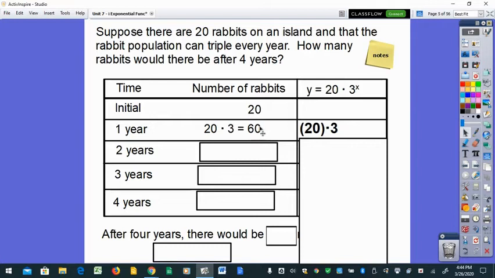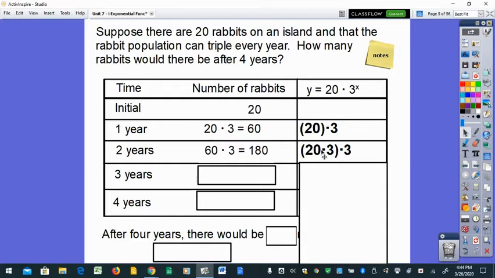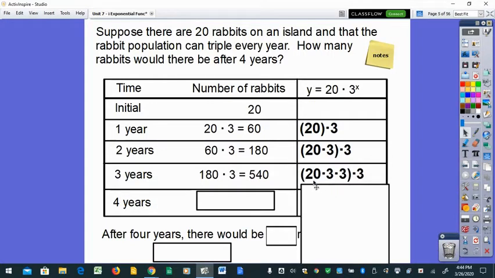Now that new population of rabbits the next year would triple again. So the 60 times 3 would be 180. So if you took that initial population times 3 and then tripled it again, we would get 180. Now that 180 is going to be multiplied by 3. So after 3 years, there'd be 540. And if we write it out as an expression here, you'll see there's the 20 times 3 times 3. There was after 2 years, and now after 3. And then if we go to 4 years, we'd be up to 1,620.